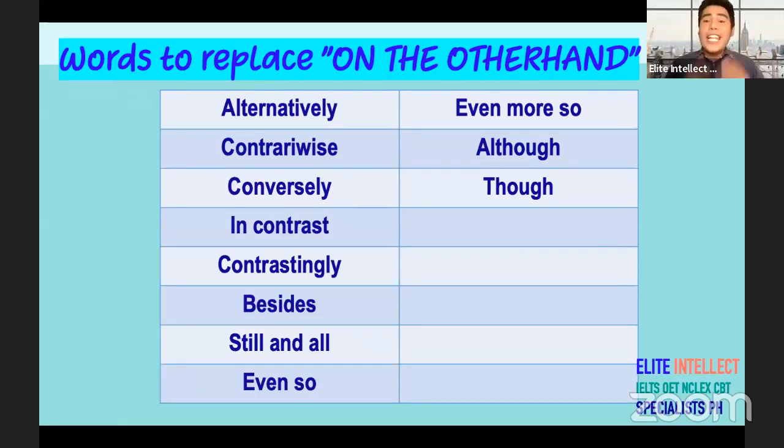So, instead of saying "on the other hand," okay? When you're trying to say "on the other hand," you may replace it with "on the other foot," "on the other leg," charot. There's no such thing.